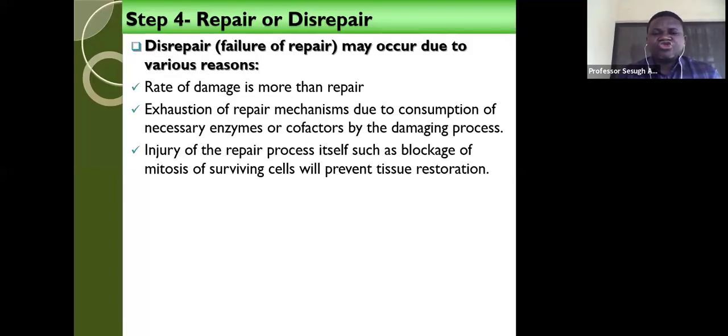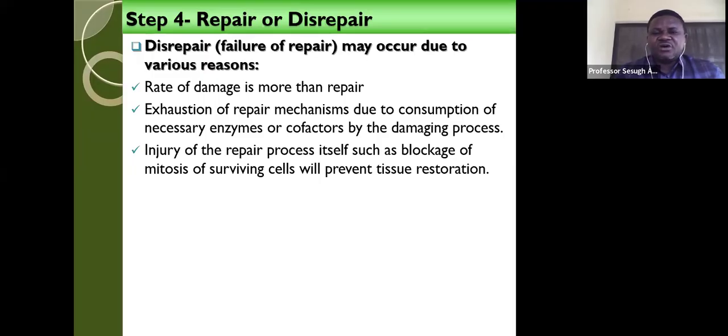Okay? So disrepair has to do with failure of repair. And this may occur due to a number of reasons. One, rate of damage is more than repair. So if the rate at which the damage occurs is more than the rate at which the organism is capable of repairing, then there's no way it can happen, because you're having more damage than repair.